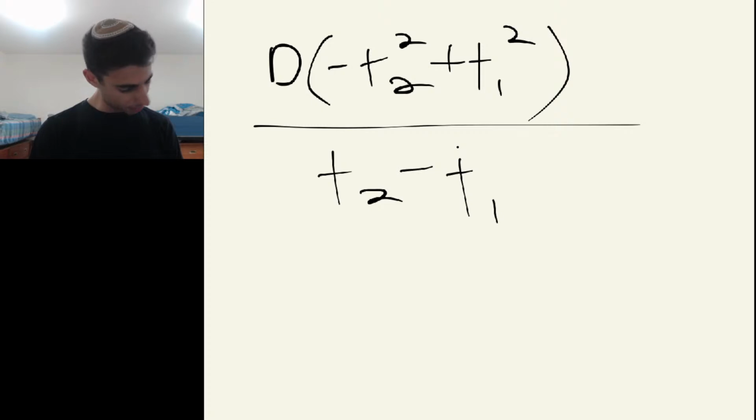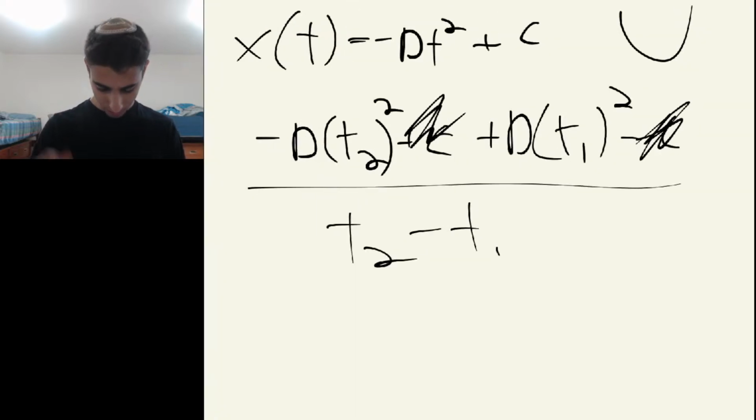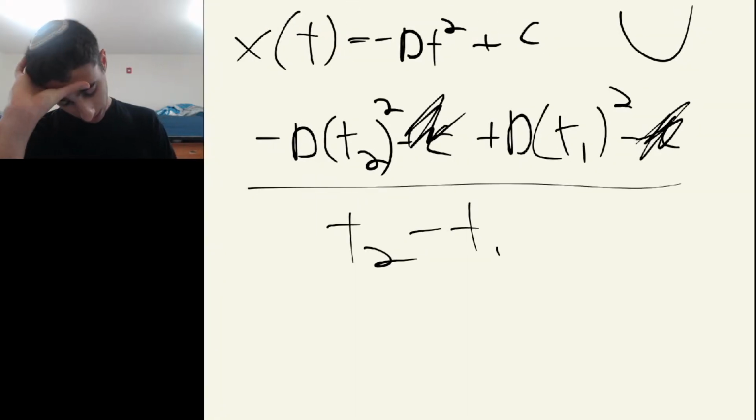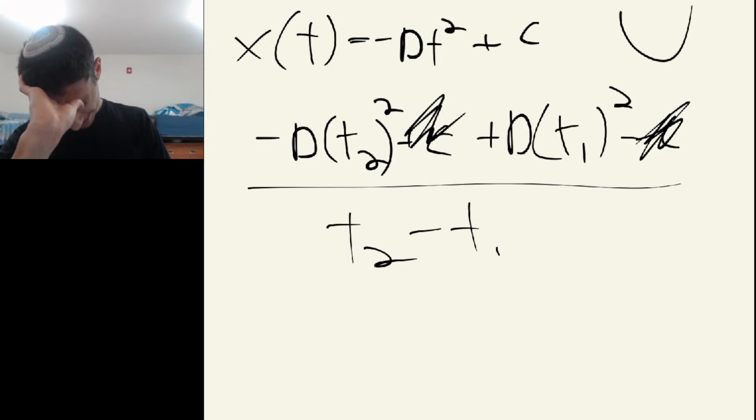Right, yeah, these need to be flipped. This is very strange. Hold on. Did I write this down wrong? Negative d times t sub 2 squared plus c, right? That's x of t sub 2 minus x of t sub 1. So minus, yeah, I think this is all right.